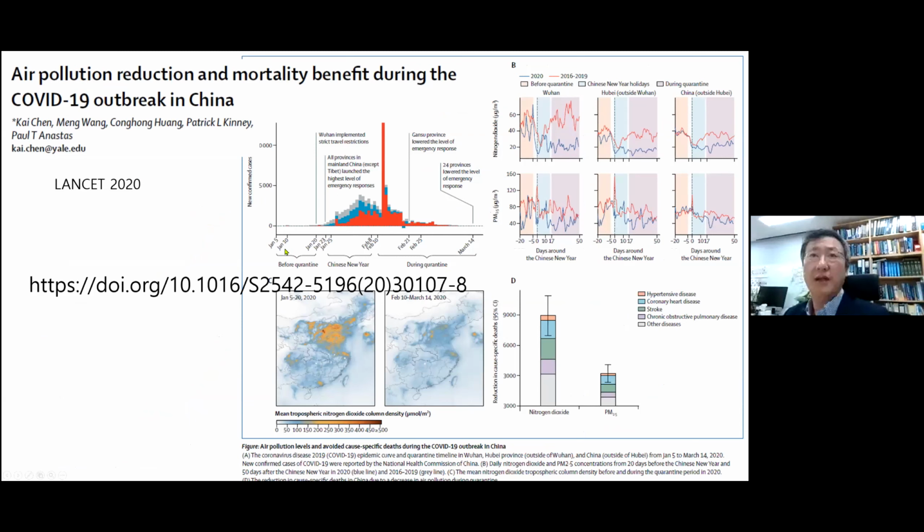And interestingly, because of the reduction of air pollution, we have, in theory, a health benefit. For example, this is the reduction of NO2, so we have a health benefit over there. They tried to compare the health benefit due to the reduction of air pollution with the casualties of COVID-19. But it is too early to say anything about this kind of direct comparison. We should be very careful about this. But there are some papers reporting, at least in China, because China's air pollution level is very high, that because of the air pollution reduction, the health benefit is significant. That is reported in many papers, I think.